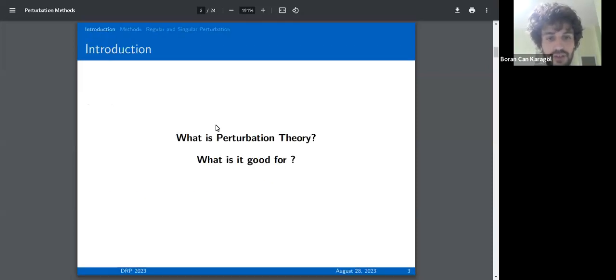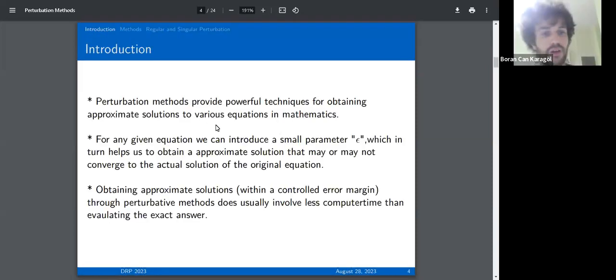So what is perturbation theory and what is it good for? Perturbation methods provide powerful techniques for obtaining approximate solutions to various equations in mathematics. For any given equation, we can introduce a small parameter epsilon, which in turn helps us to obtain an approximate solution that may or may not converge to the actual solution of the original equation. And what I mean by convergence here is that we'll usually assume a solution in the form of a series. So we'll have to look at the convergence of that.